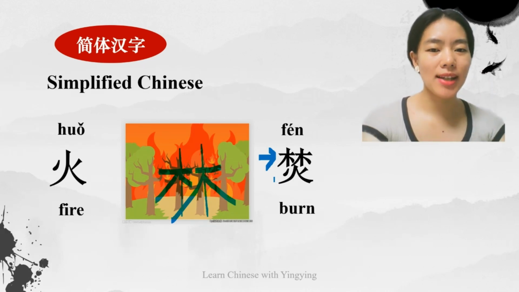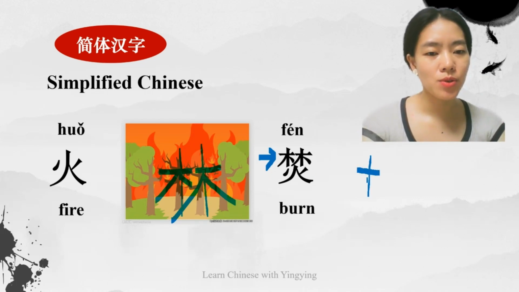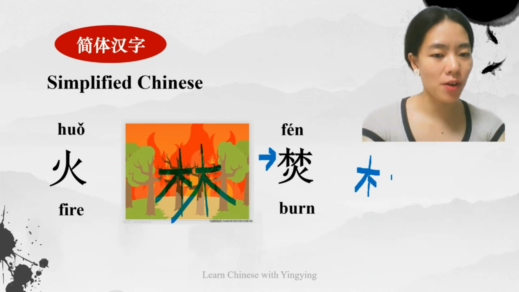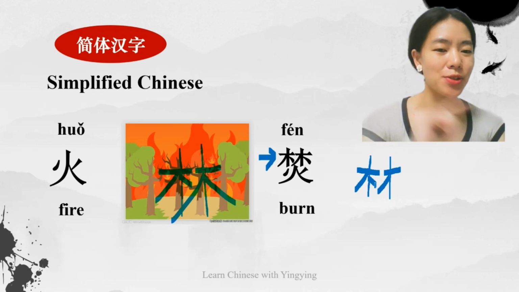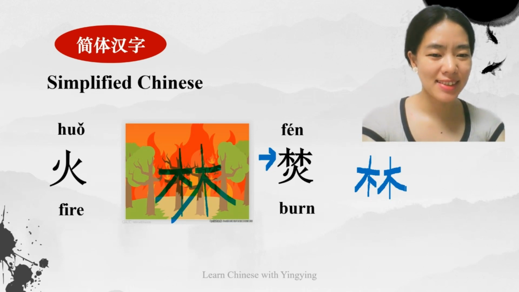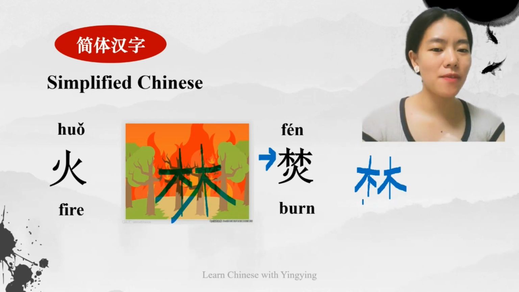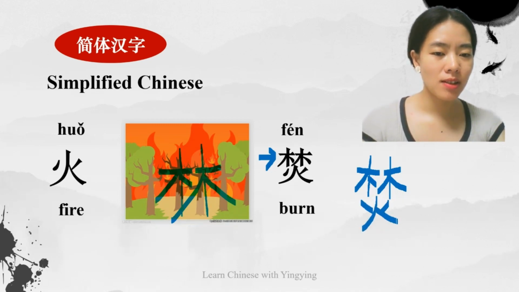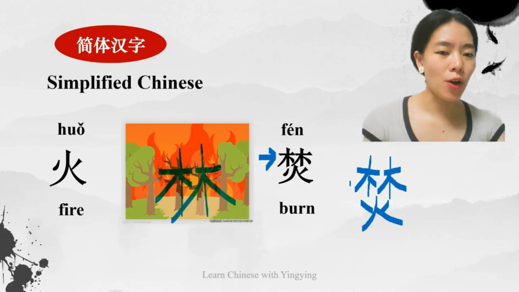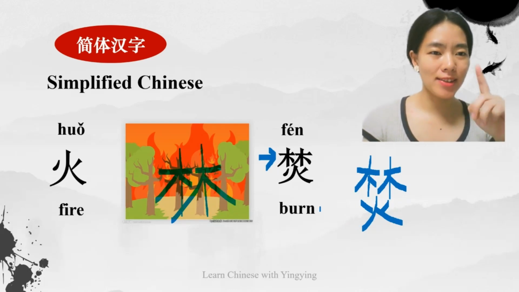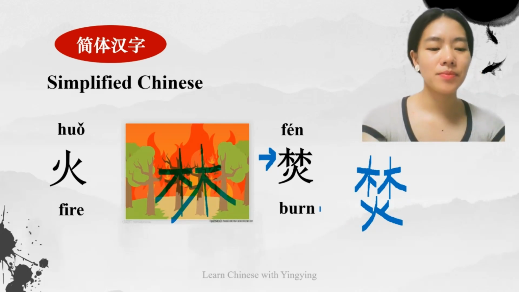So let's write the word together. The top of it is the two trees, and it means forest. If you haven't learned this before, you can go to my previous lessons. And at the bottom of it is the word 火. So this one means burn, forest on fire. And the pronunciation is 焚, 焚.